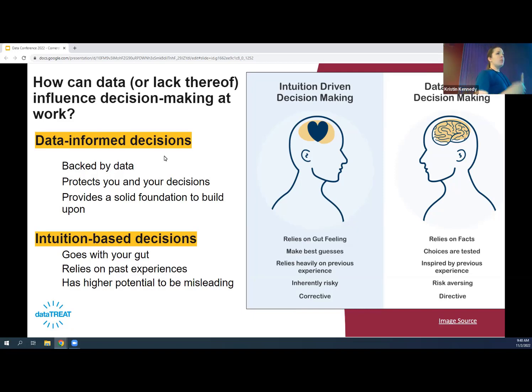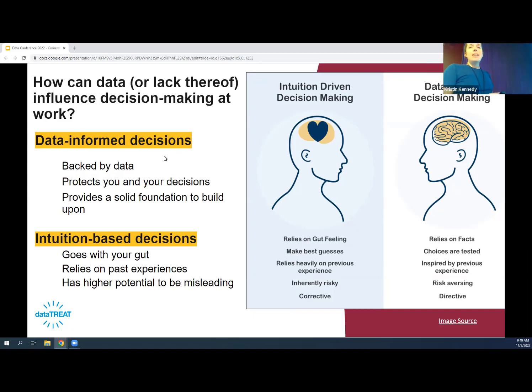So your data-informed decisions are backed by data. They kind of protect you. If you make a decision based on the data and it goes south, you can point to the data and say, well, I was basing it off of this data. Now, it could have gone wonky somewhere else in the process, but you have something to back up your decision. Think of it as a solid foundation to build upon.